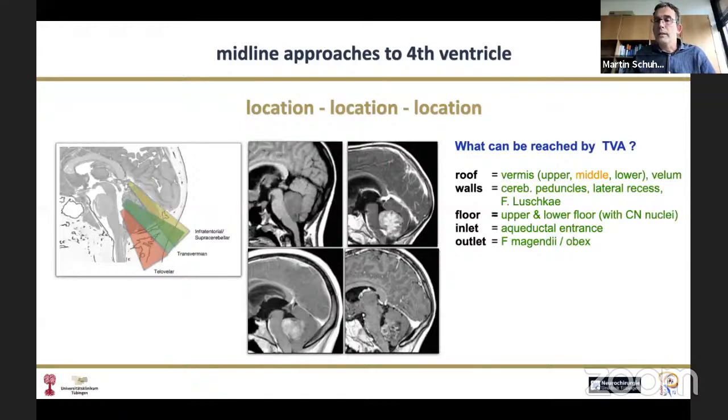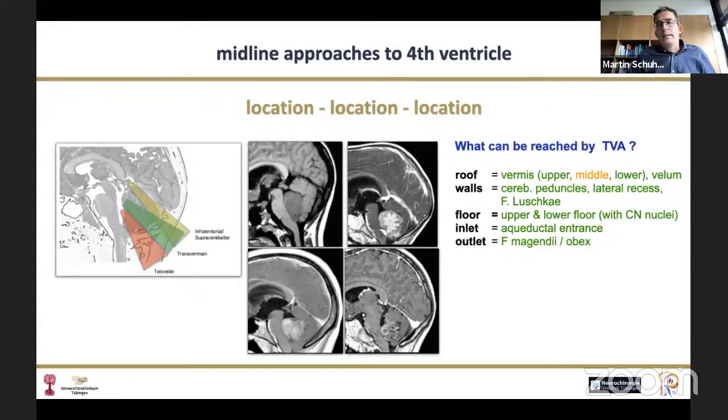All the areas which I talked about can be reached by a telovelar approach, and similar to Henry, I'm mostly using a unilateral approach on that side, which is kind of the easiest to open and which just calls for the surgeon, please open here. So you use that side if you have a bilateral tumor. If you have a unilateral tumor, you go on that side where the tumor is.